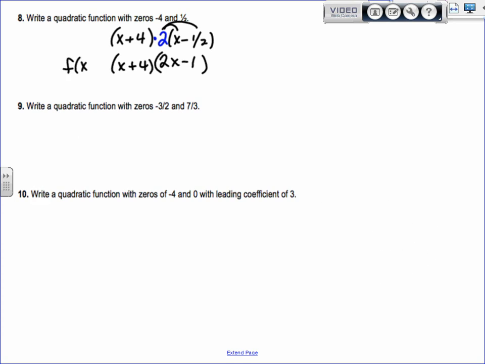So that's going to be what my function is going to equal. So I'm going to multiply out. So I have x times 2x is 2x squared. My outer terms make -x. My inner terms make plus 8x. So -x plus 8x is plus 7x. And then 4 times -1 is -4. That's the function.